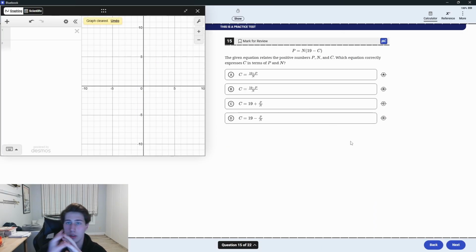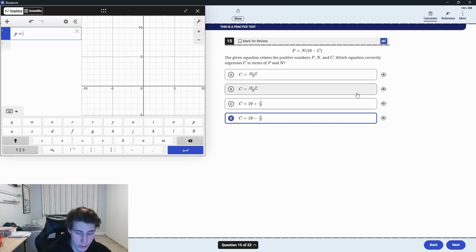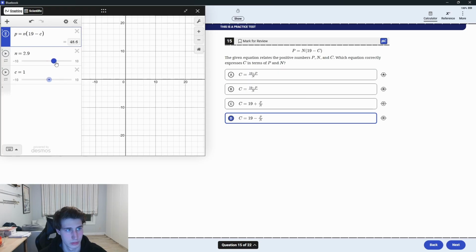Number 15. P equals n times 19 minus c. The given equation relates positive numbers p, n, and c. Which equation correctly expresses c in terms of p and n? In this case, really just solve this using algebra. I mean, just divide over the n, p over n, subtract over the 19, divide by negative 1, and you'll get c is equal to this. But if you really want to do this on Desmos, which is the much slower way, you can do this.